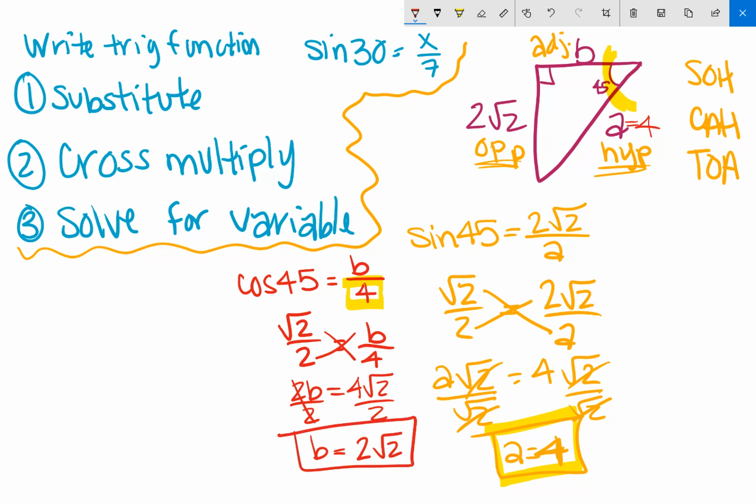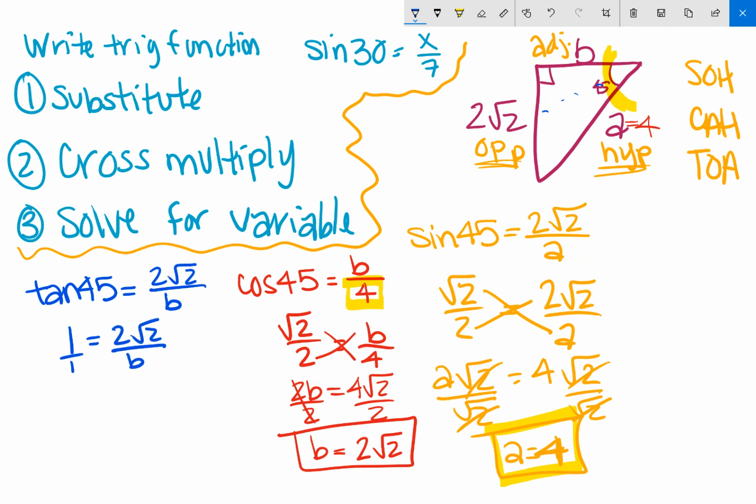Now, let's say you did not want to use cosine because you didn't want to use a value that you'd come up with. That's totally fine. You can also do tangent of 45, because tangent of 45 would be your opposite, 2 square root 2, over your adjacent, B. You're still going to be substituting in values. So tangent of 45 is 1. So 1 equals 2 square root 2 over B.